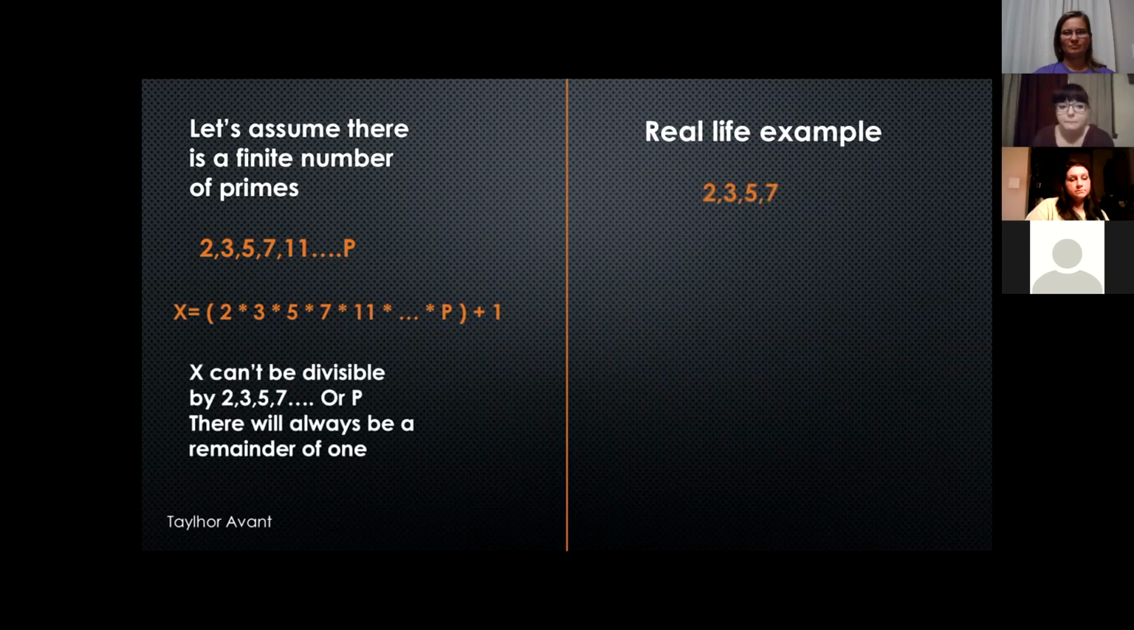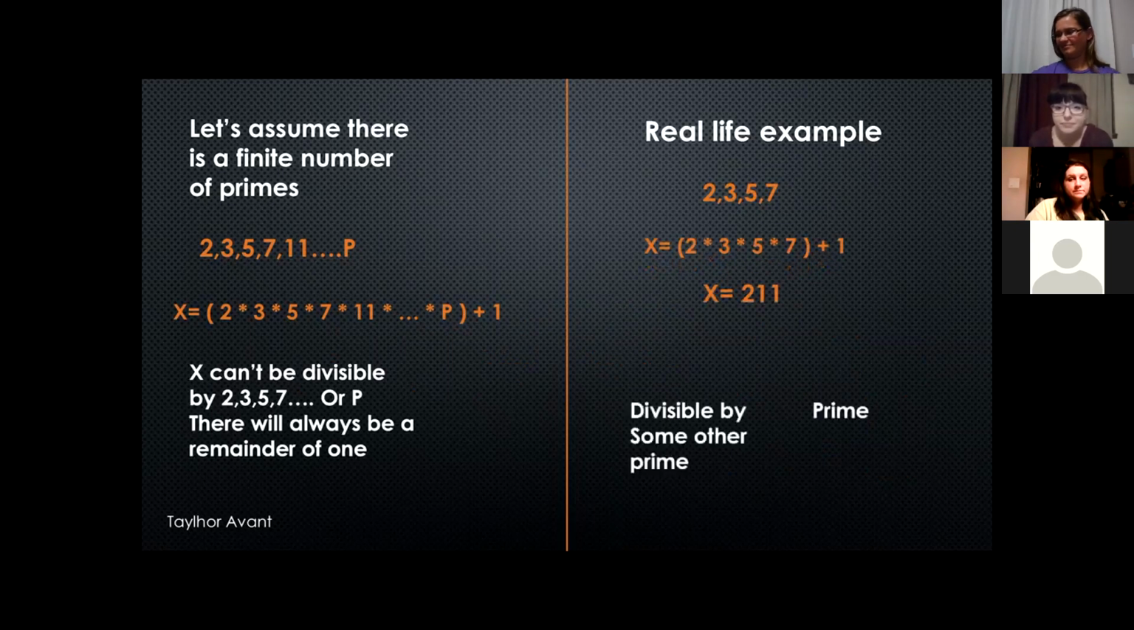Our set, which we're assuming is all of the prime numbers that exist, is going to be 2, 3, 5, and 7. If we multiply them together and add the 1, what do we get? 211. Now 211 isn't divisible by 2 or 3 or 5 or even 7. So that tells us that 211 is either divisible by some other prime that is not in the list or is prime itself. Either way, this gives us a contradiction.